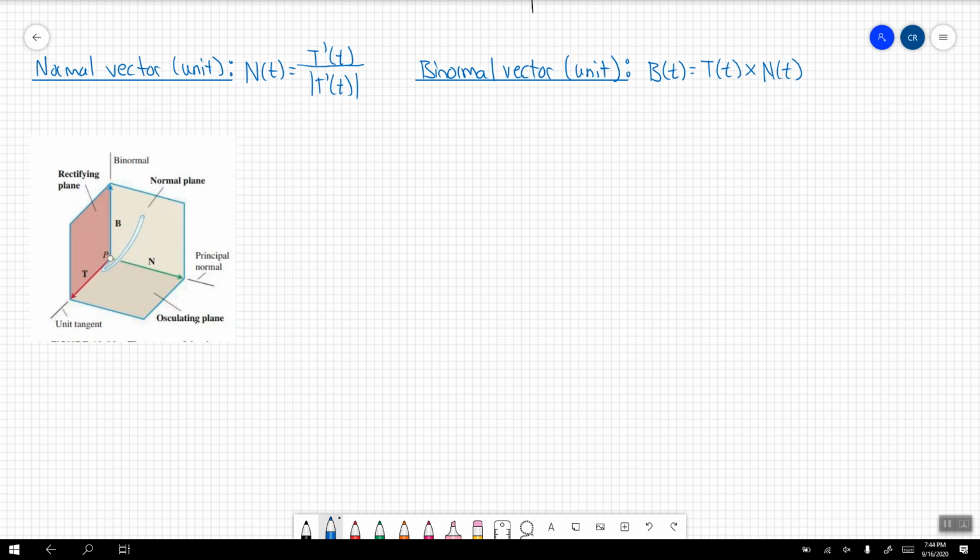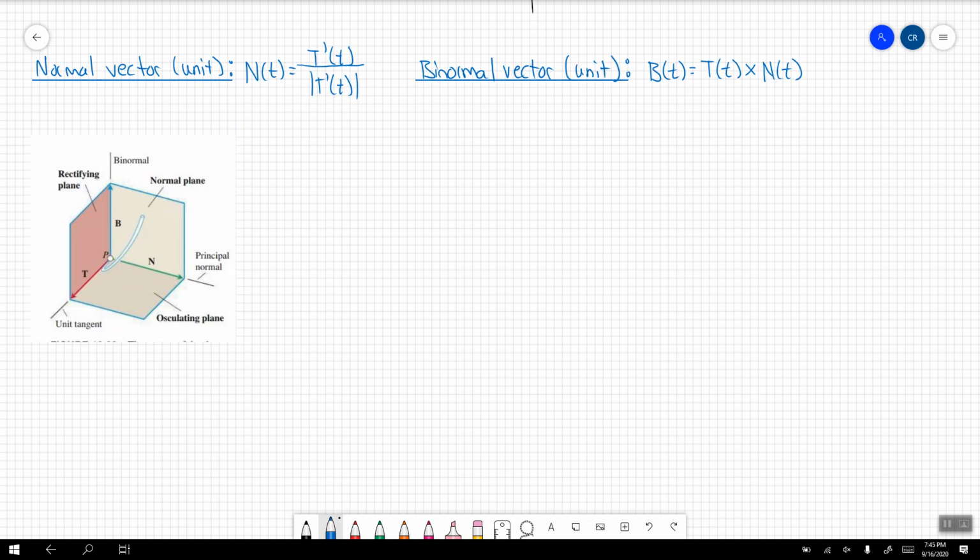Osculating plane is another plane that we work with. That osculating plane will contain the vectors t and n, in other words, the unit tangent and the unit normal vector. In this particular case, if we want to find the equation of the osculating plane, we just need to know a point P and the normal vector to the osculating plane, which in this case is going to be the binormal vector. Take the components from the binormal vector, insert those into the equation of the plane, and you then have your osculating plane.